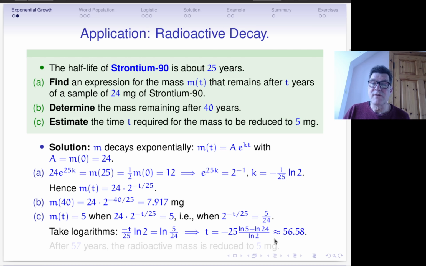And this evaluates to 56.58 years. So approximately 57 years it takes for this radioactive mass to reduce to 5 milligrams. Now that's a typical way to work with these models of exponential growth or exponential decay.